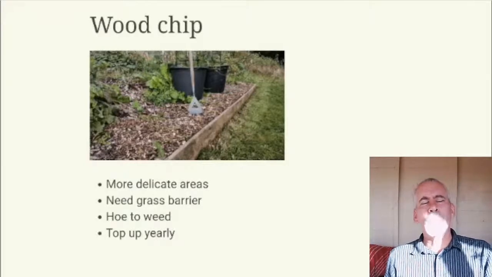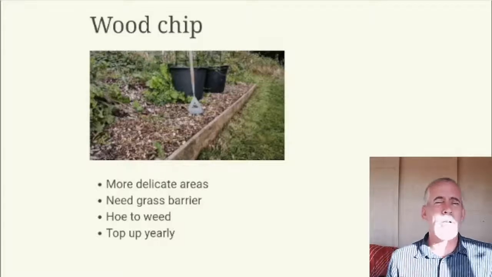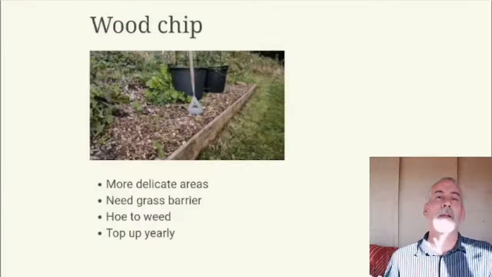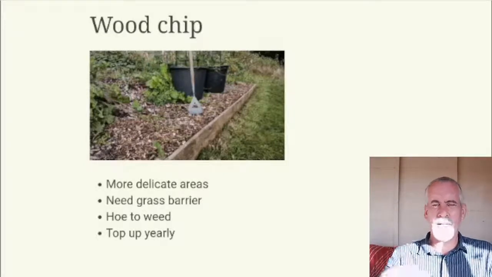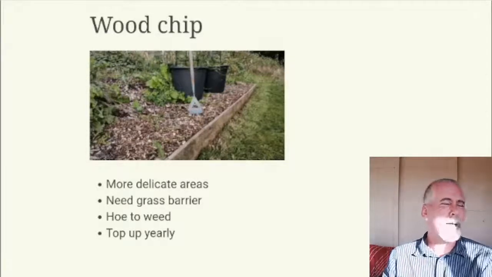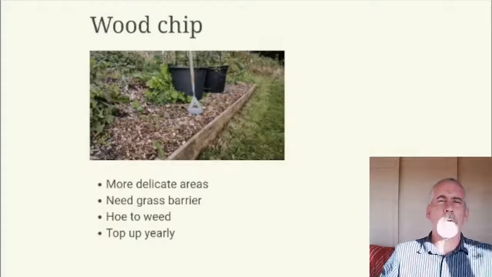And then we need to hoe the wood chip to weed it as well. I keep the hoe out in the polytunnel, and every once in a while I'll just hoe the wood chip and get rid of stuff that I don't really want growing there, so it makes it a bit easier to walk up and down. And then top it up as well. It will need topping up every now and again, every year or so, because it will compost down.